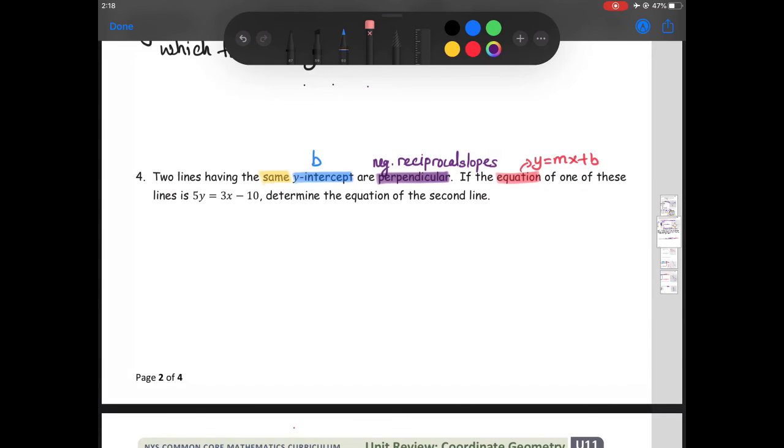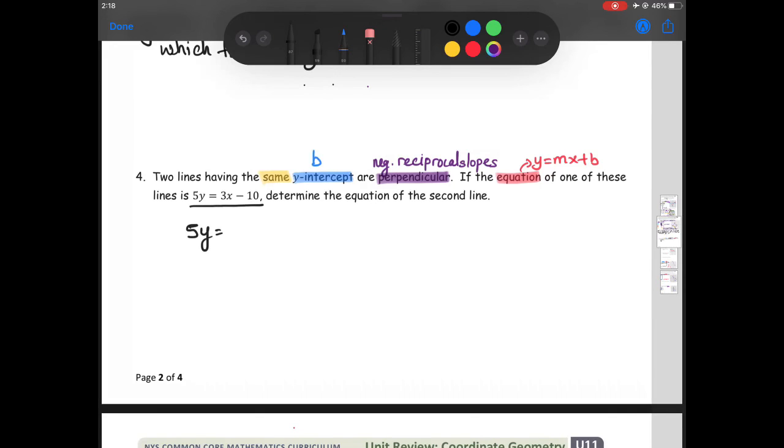Okay. Again, know your vocab. It says two lines have the same y-intercept. Think about y equals mx plus b. Your b is your y-intercept. Are perpendicular means what? That the slopes are negative reciprocals, right? Perpendicular lines, negative reciprocal slopes. If the equation of one of these lines is this, determine the equation of the second line. So we know the equation of the first line is this. First of all, it's not in standard form. So let's write it in standard form.